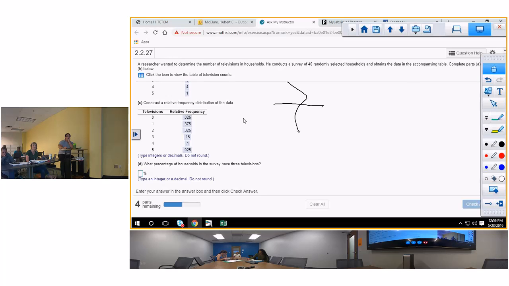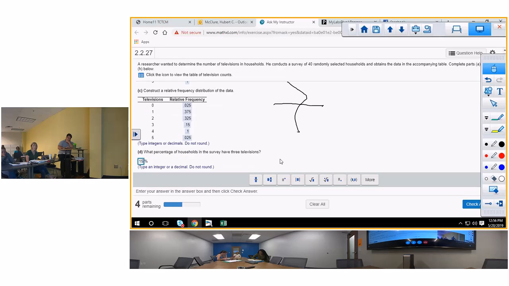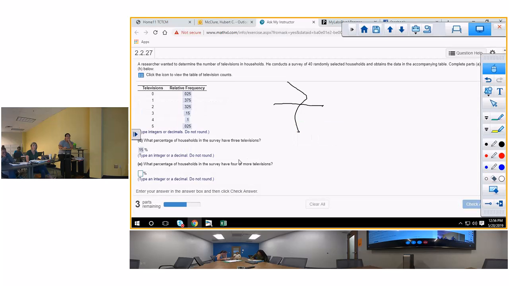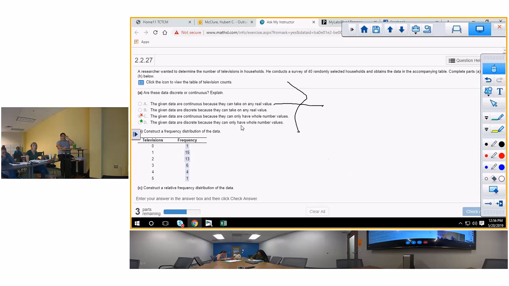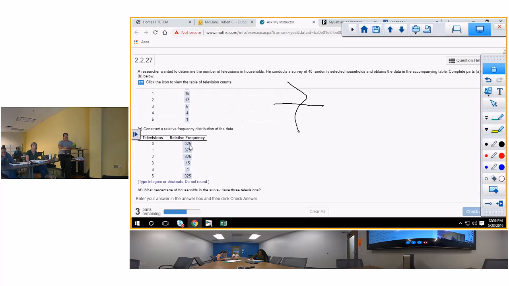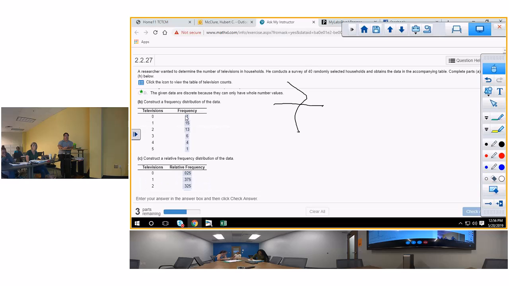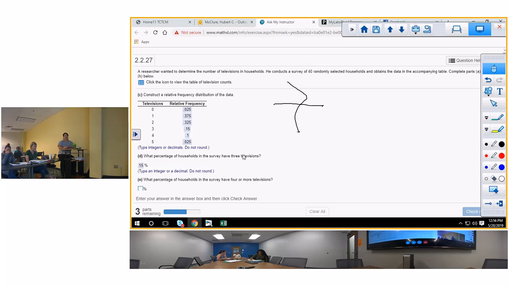What percentage of households in the survey have 3 televisions? 15%. Okay, that's it, isn't it? Yeah, that's it. So here, you got to sort them, you got to count them, and then I told you how to find the relative frequency. Relative frequency is a 25-cent word for percentage. You put that number 1 over 40, 15 over 40, 13 over 40, and so on. And that will give you the 15%.